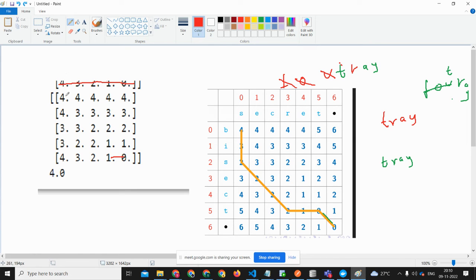So you start at the top and draw the line as Sir suggested, right? So now we have to understand where this four came from.